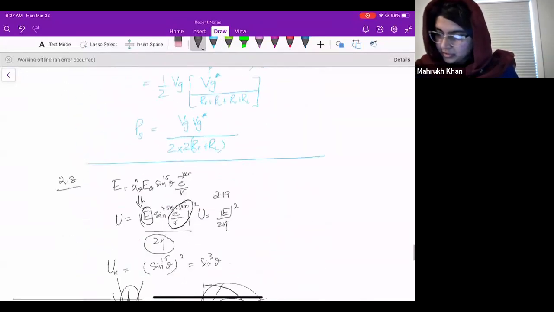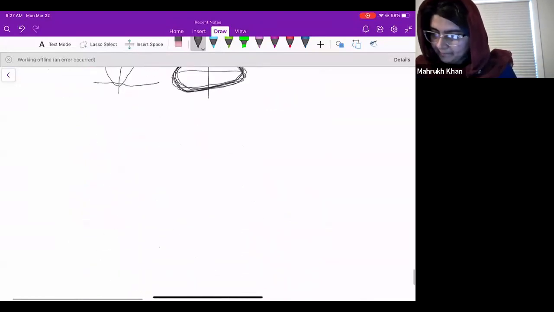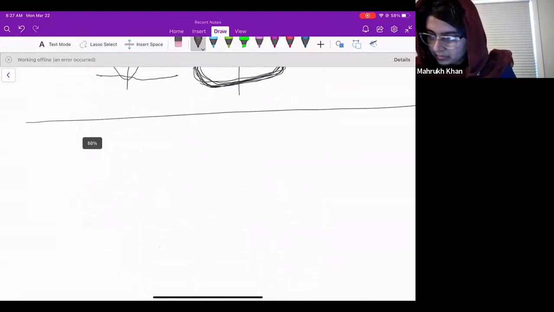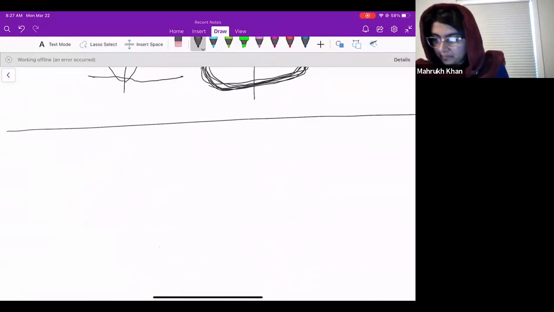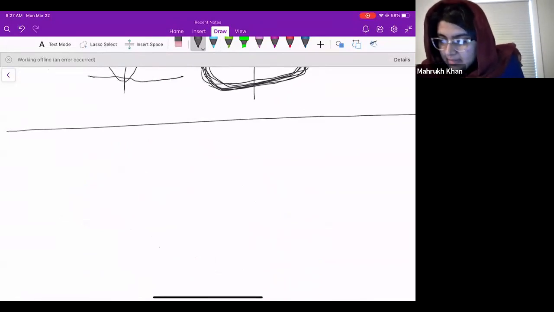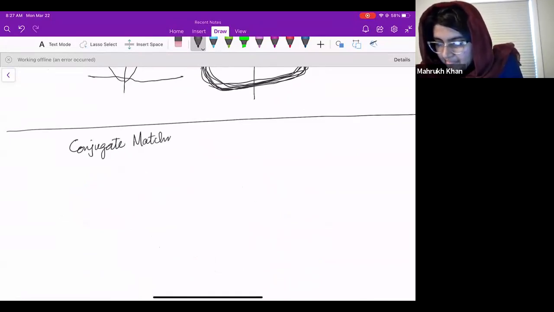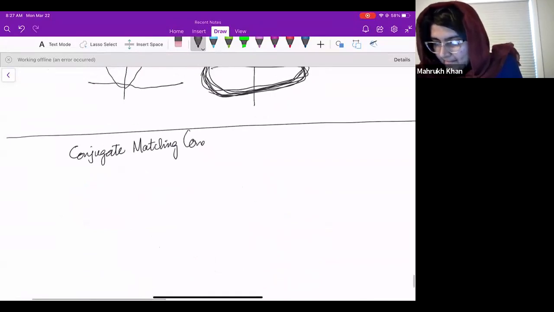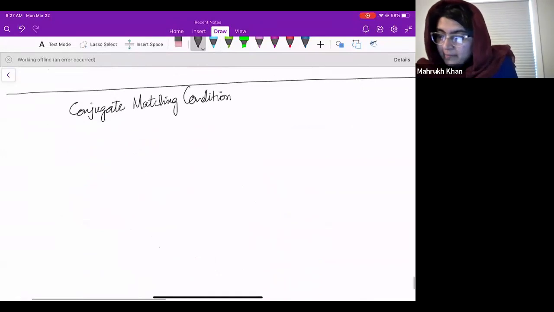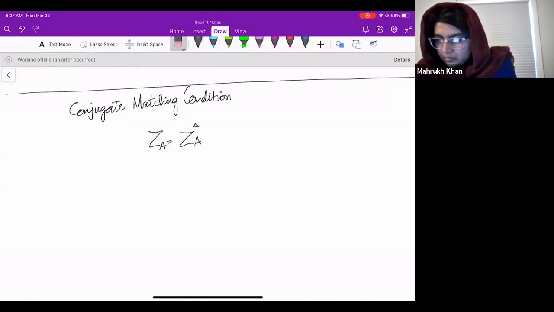Means, I'll start from here, 1 minute. So what I'm saying is that we are talking about the conjugate matching condition, in which we said that ZA is actually equal to, no, 1 minute.